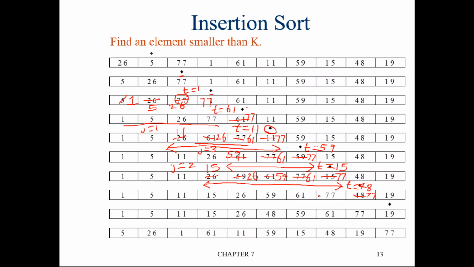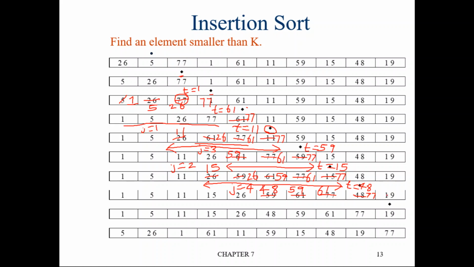Again 61 is greater than 48, so this will become 61. Again 59 is greater than 48, so this will become 59. Now 26 is not greater than 48, 26 is less than 48, so the inner loop will break here. So this is what j is equal to 0, 1, 2, 3, 4. So a of j plus 1 will be replaced with t. So this location will become 48. Okay. So that here you got 48, 59, 61, 77.